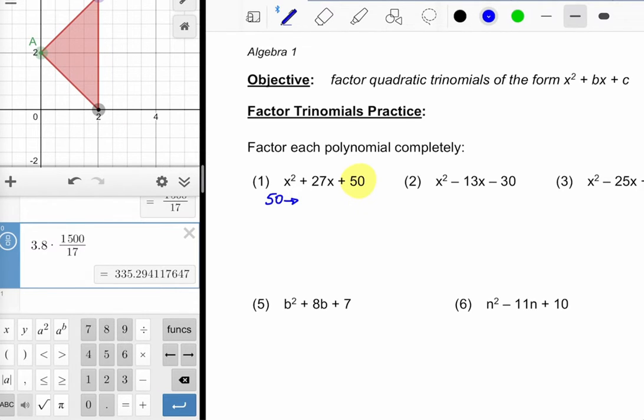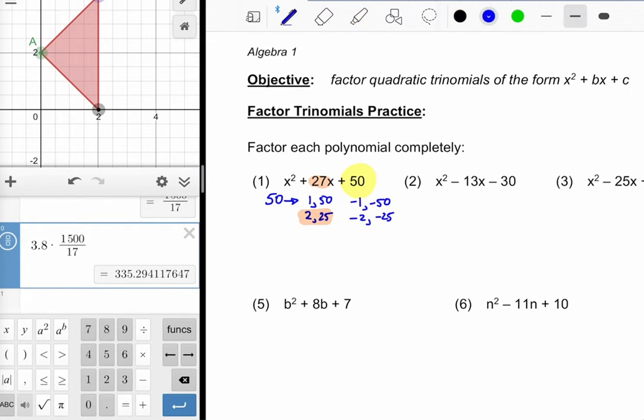You could make a row list if you want, like sixth grade style. But you could also just do it in pairs, like 1 and 50, -1, -50, 2 and 25, -2, -25. And you don't have to make the whole list at all. Once you get to the pair that you see adds to 27, then you stop. So we already have that pair here. The winning combination is 2 and 25.